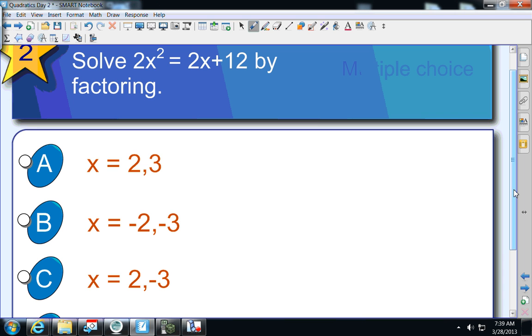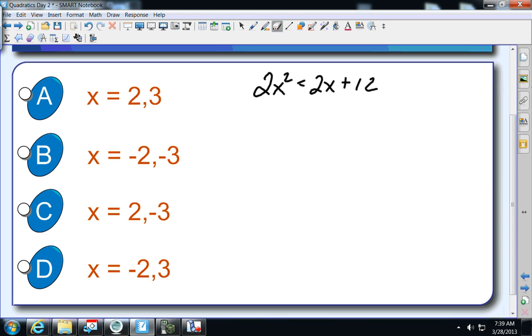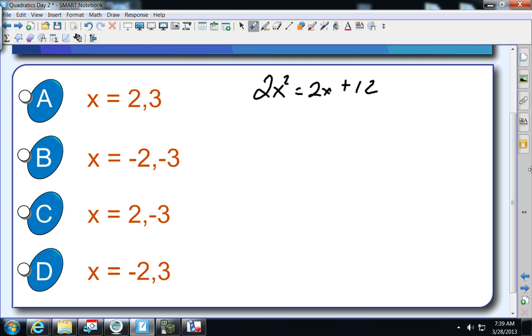Solve by factoring. So let me rewrite that so I can move down the answer choices. 2x squared equals 2x plus 12. What do you have to do first? Not GCF yet. You have to put it in standard form. So I have to move everything over first. So I'll subtract 2x from each side.